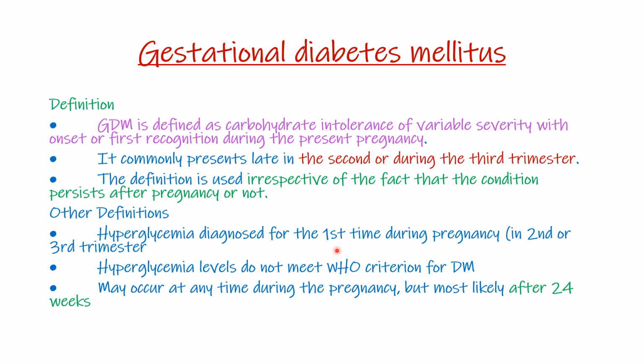As you have said, it is common in which trimester? Second and third trimester. And also hyperglycemia levels that do not meet the WHO criteria for DM. I'm going to explain this point in the next slide. And it may occur anytime during pregnancy, and it is most likely occurring after 24 weeks.